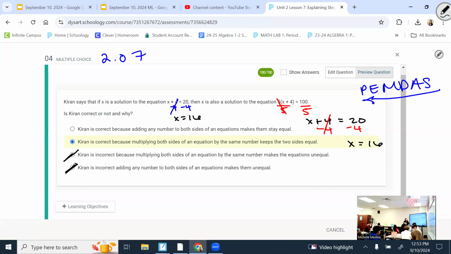Does that make sense? I know it's like making you think of it in a weird way, but if you can manipulate one to get the other, they are equivalent. So if I take my original and multiply both sides by 5, that gives me this one.